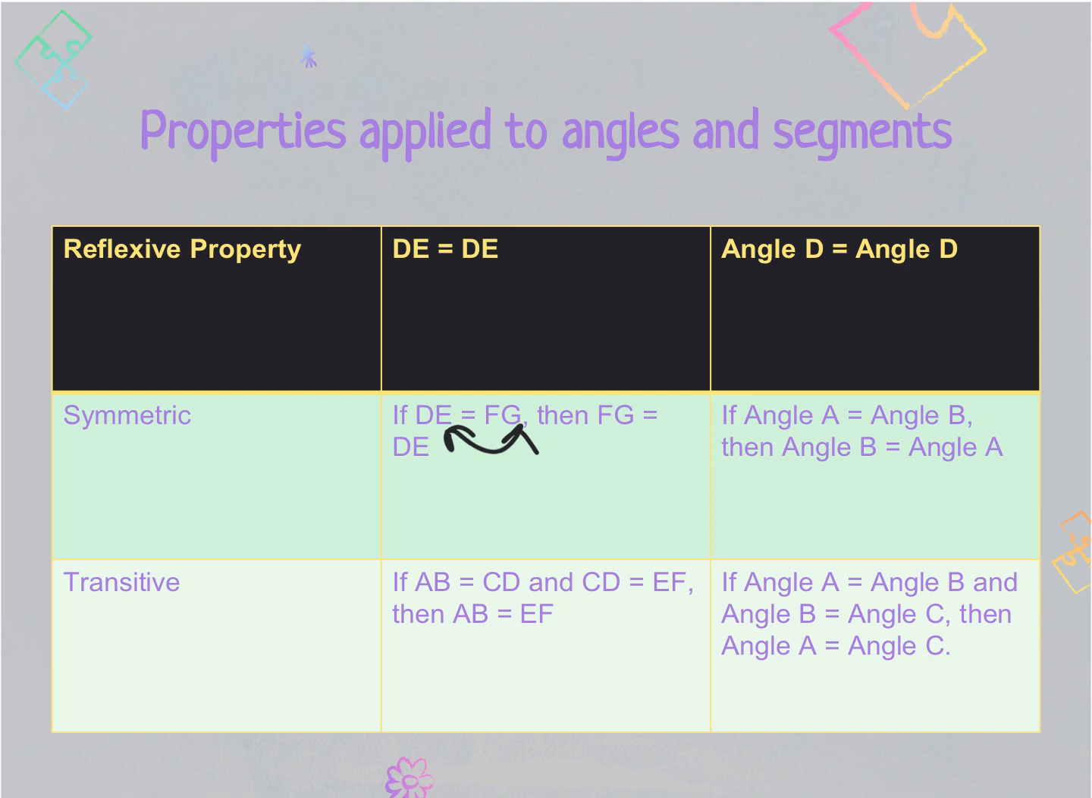If angle A equals angle B, then angle B equals angle A. Again, all that was done, it flipped. Now the transitive is if AB equals CD and CD equals EF, then AB equals EF. Again, the first one equals the last one, and we can get rid of the middle one. It also applies for angles. If angle A equals angle B and angle B equals angle C, then angle A equals angle C. Again, same thing. The first one equals the last one, and since angle B is equal to both, then we can get rid of it.